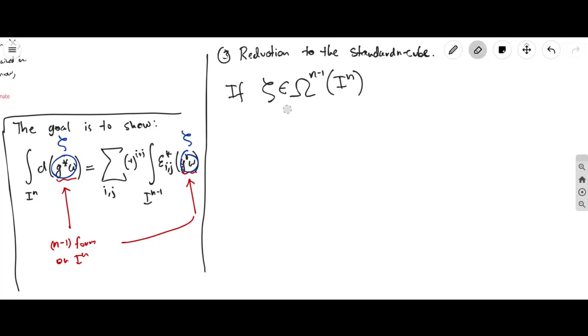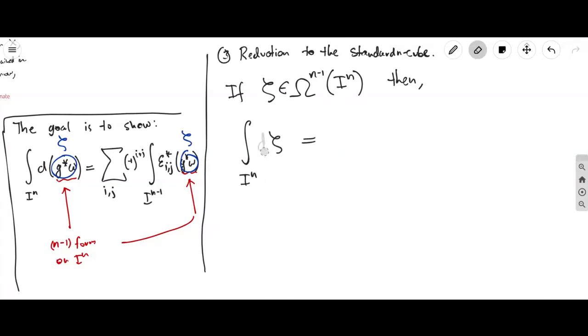And by the way, whenever we talk about something being an n minus 1 form on the n-dimensional cube, what we really mean to say is zeta is an n minus 1 form on an open set that happens to contain the n cube. But we do not bother to say that because it's too wordy to write out. You always keep that in mind. So omega is an n minus 1 form on the n cube. Then we have shown that if you integrate over I^n of d zeta, that is, you take this n cube, calculate its exterior derivative, and then integrate that.